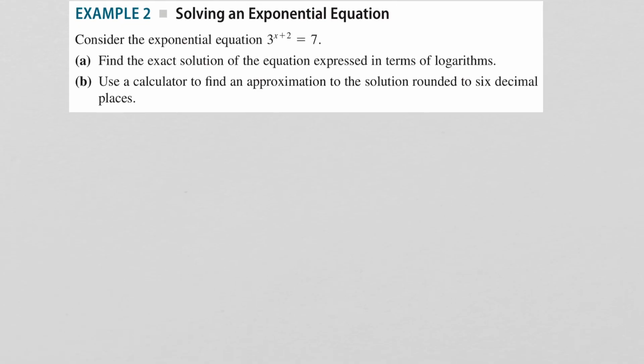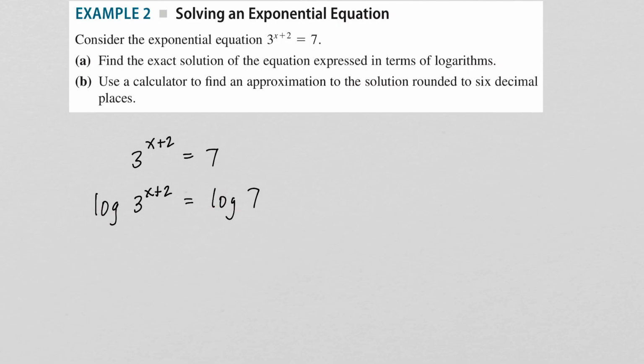So we have 3 to the x plus 2 is equal to 7. Now again, we do not have a common base on the left side and on the right side. So what I'm going to do is take a logarithm of both sides. And it does not matter what logarithm you use. So in this case, I'll choose to do a log base 10. So we have log of 3 to the x plus 2 is equal to log of 7. So we're taking the log of the same base of both sides.